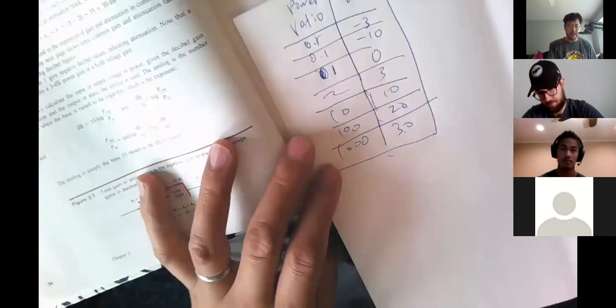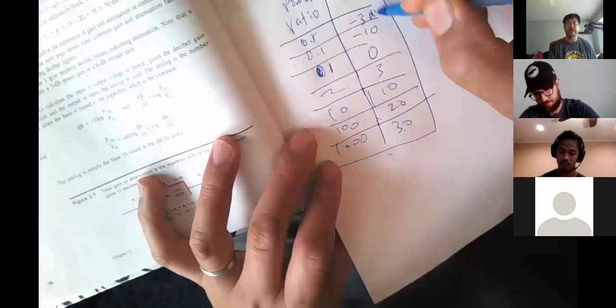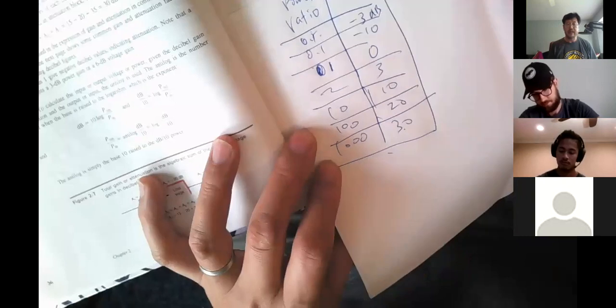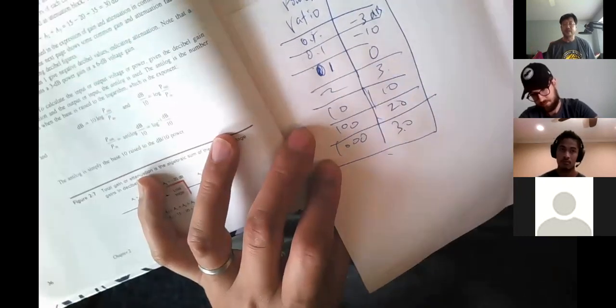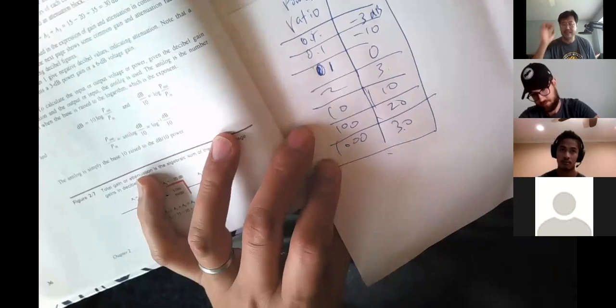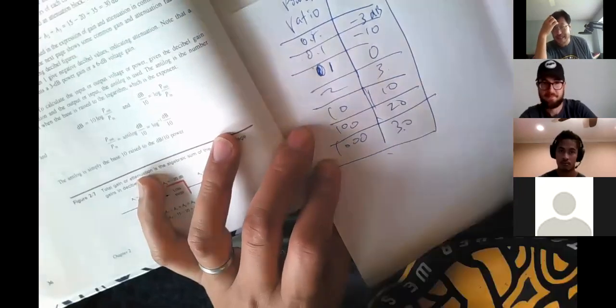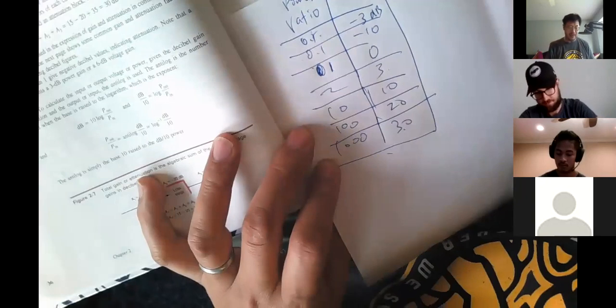People like negative 3 dB, then 50%. If you double your power, you don't say double, you say positive 3 dB, positive 3 decibel. Positive 3, that's double.